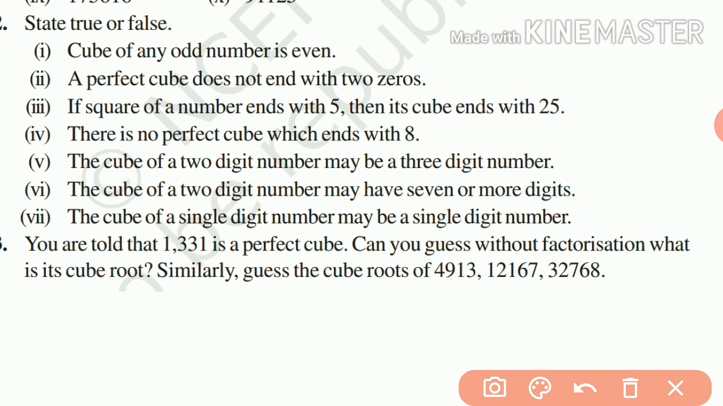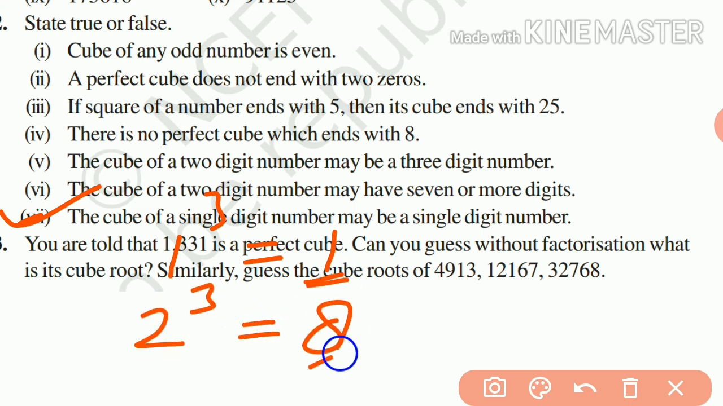And again, the cube of a single digit number may be a single digit. This statement is true because 1 cube equals 1. This is a single digit. 2 cube equals 8. This is also a single digit. So this statement may be true.